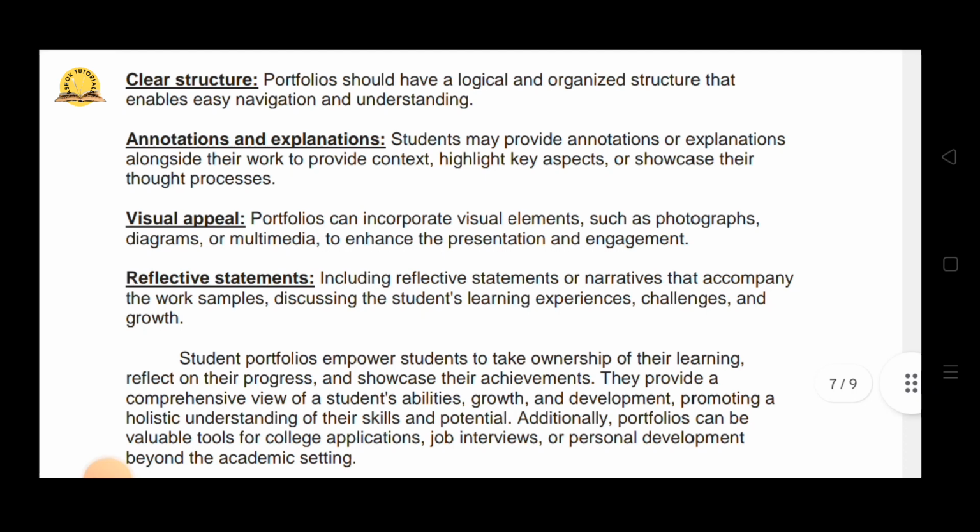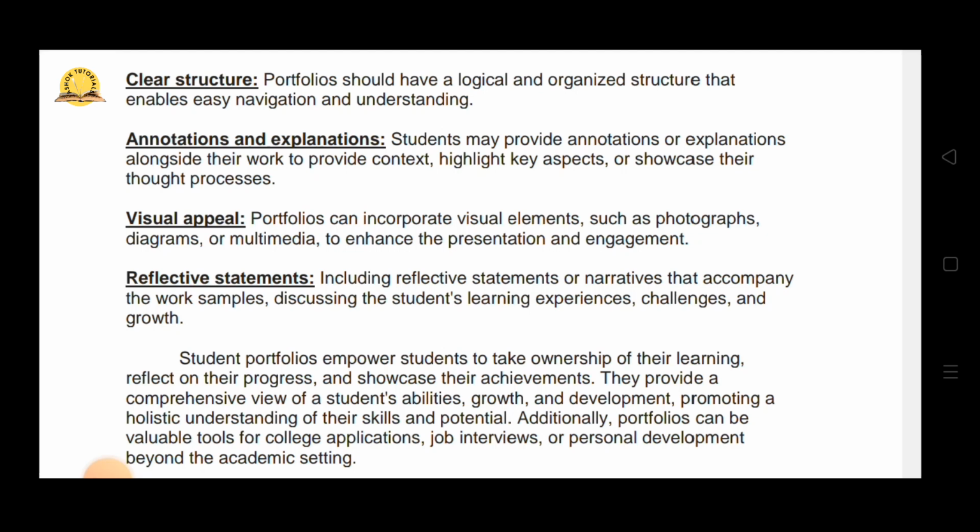Portfolios should have a logical and organized structure that enables easy navigation and understanding. So when you're preparing a student's portfolio, you should make sure that it is very flexible, it is very easy to navigate, it is organized well, right? It should be organized well so that it becomes very easy for the presenter as well as the audience. So you must be organized. It should be systematic, it should be up to the expectation, right?